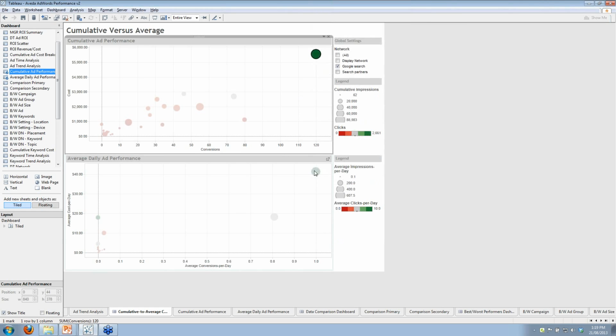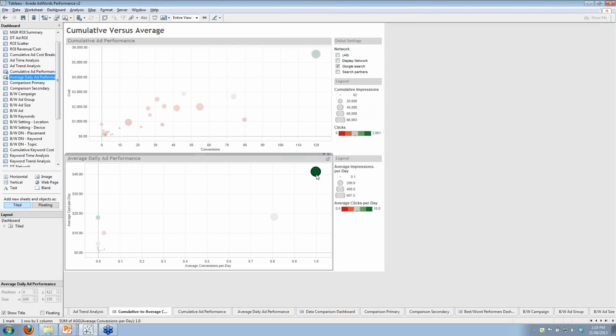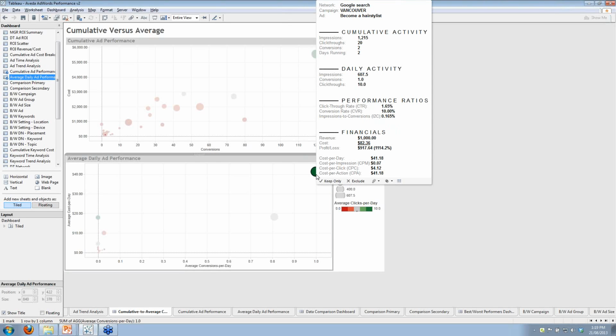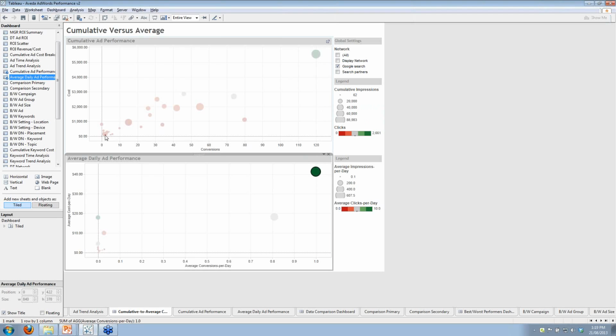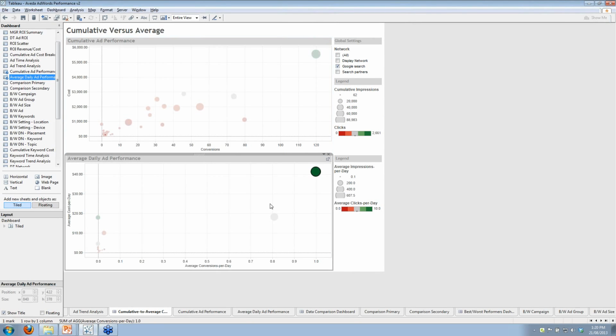Let's compare that to this data point down here where it hasn't been running nearly as long. It's going to be very hard for you to see, I think, but it's actually this little dot way over here. So in total, this one has only generated a single conversion, but the conversion rate has been quite a bit higher. Let's take a look at a better data point than that.